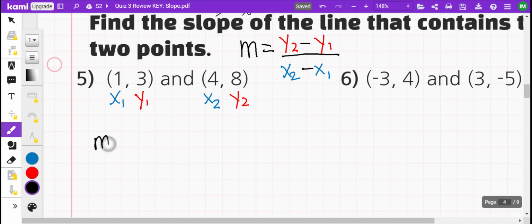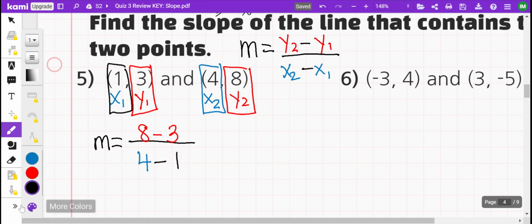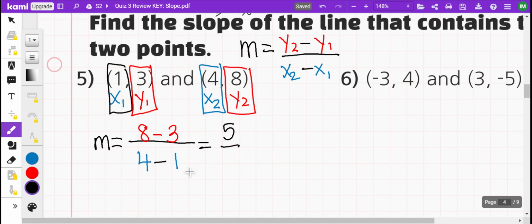We get that our slope is equal to y2 minus y1 goes on top. So that's going to be 8 minus 3. In the bottom, it's going to be x2 minus x1. x2 is 4 minus x1, which is 1. So 8 minus 3 is 5. 4 minus 1 is 3. I cannot simplify 5 over 3, so that is my final answer.